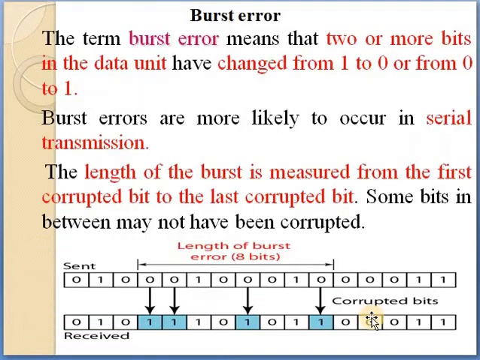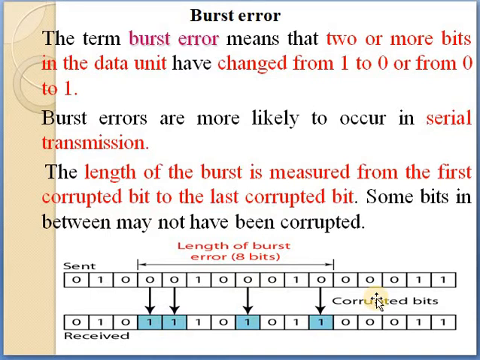Next point is the burst error. The term burst error means that two or more bits in a data unit have changed from 1 to 0 or from 0 to 1. Burst errors are most likely to occur in serial transmission, while single bit errors occur in parallel transmission. The length of a burst error is measured from the first corrupted bit to the last corrupted bit. Some bits in between may not have been corrupted.